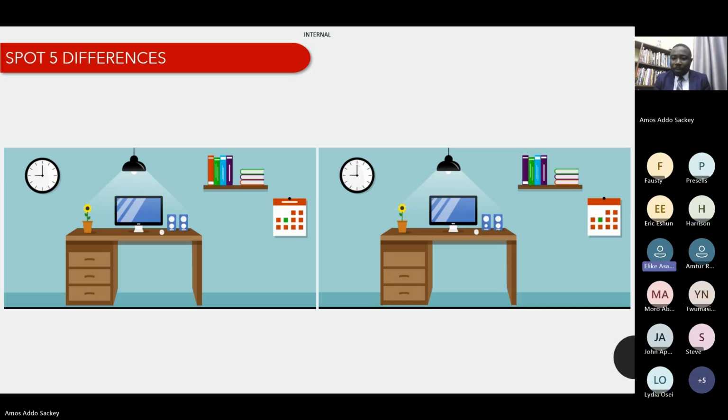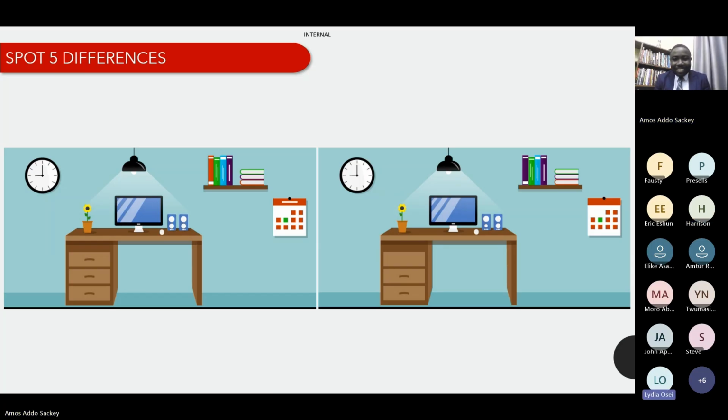Hello, Doc. Hello. Yes, please go ahead. Hello, Doc. This is Harrison. Yes, Harrison, go ahead. The flowers on the table, when you look at the first flower, it's as if it has bent a bit, but the one in the other picture is straight upwards. Okay. Is it about its straightness or is it about some leaves on it? I think the leaves, it has some leaves compared to the other one in the other picture. Okay, thank you very much, Harrison.